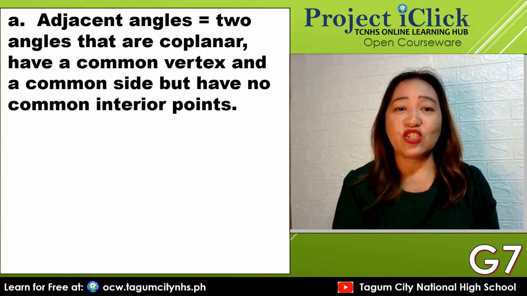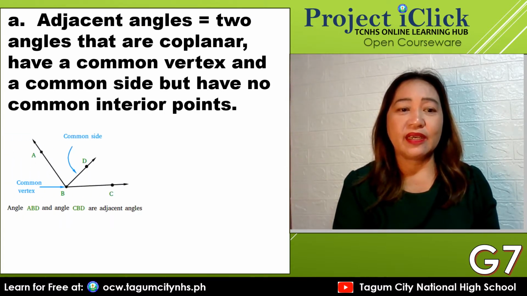First, we have the adjacent angles. Two angles that are coplanar have a common vertex and a common side but have no common interior points. In this figure, angle ABD and angle CBD are adjacent angles. They share a common side, and that is ray BD, and a common vertex, which is point B.